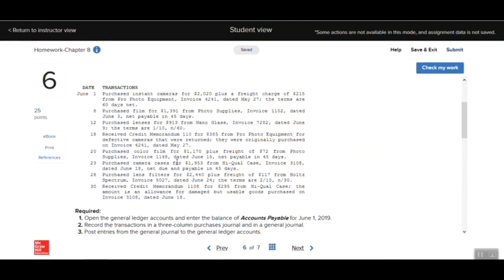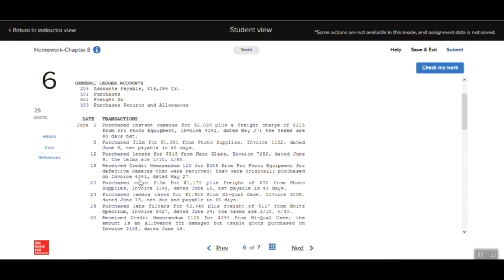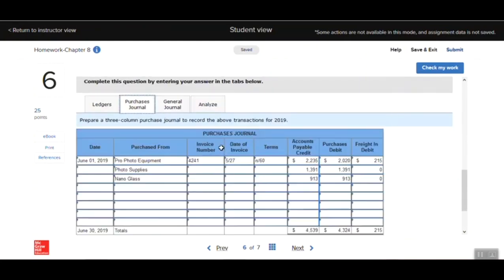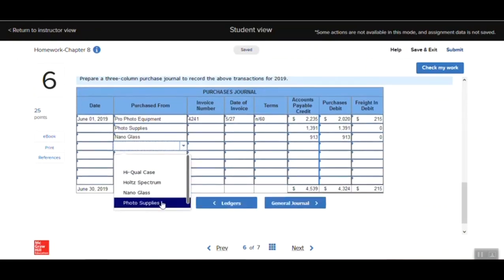All right, so let's go down to the next. Purchase colored film. That one has freight. It looks like it was dated June the 15th and net payable in 45 days. So we're going to go back over to our purchases journal and record that entry.